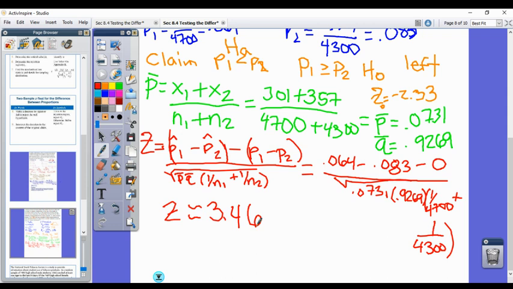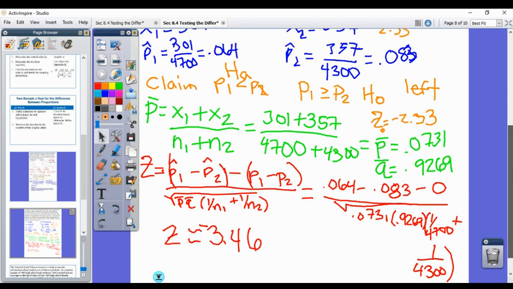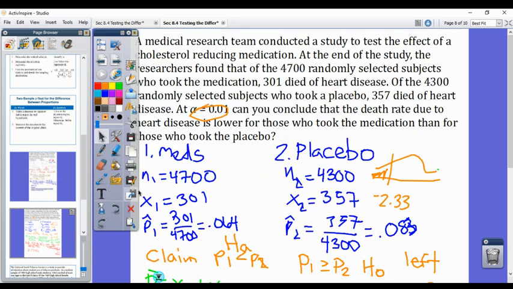Okay, so that being the case, is that in my rejection region? Oh, and this is negative 3.46. Okay, I'm going to go back to that. All right, so the question is, is that in my rejection region? And yes, it is. It definitely is. Bam, it's right there. Okay, so let me scroll back down.